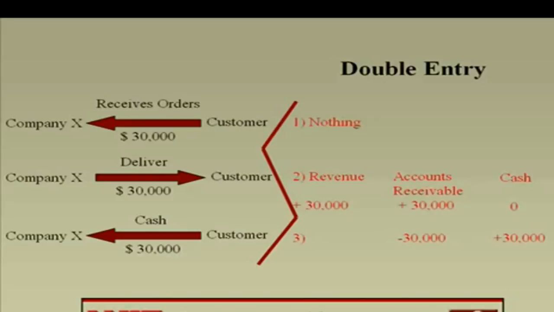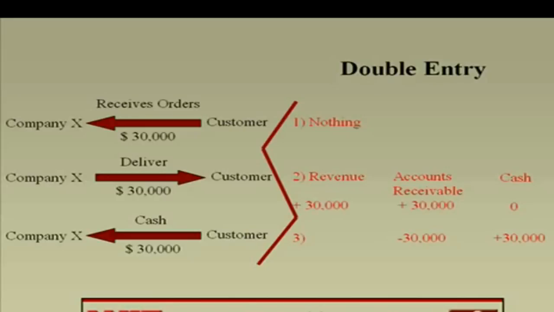When a company delivers, I just told you they got revenue, so revenue goes up 30,000. The customer owes you money, so accounts receivable goes up 30,000. So the double impact is revenue plus 30,000, accounts receivable plus 30,000.